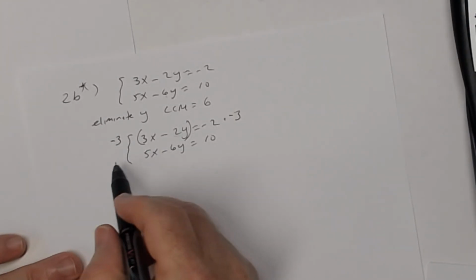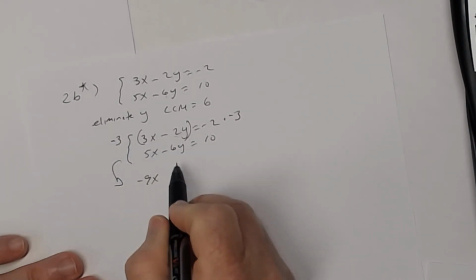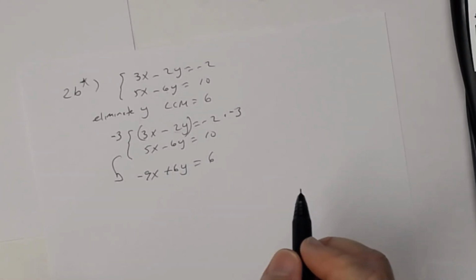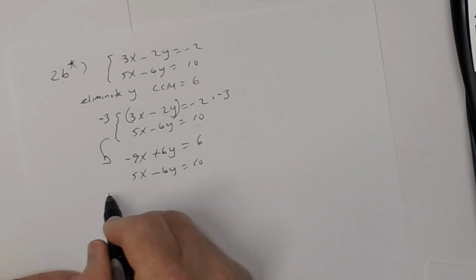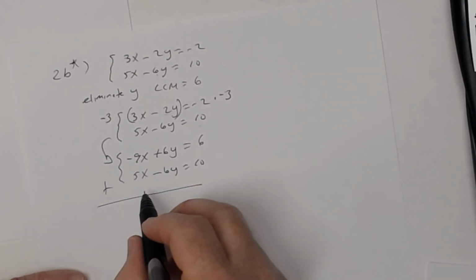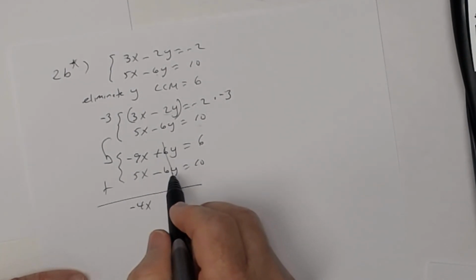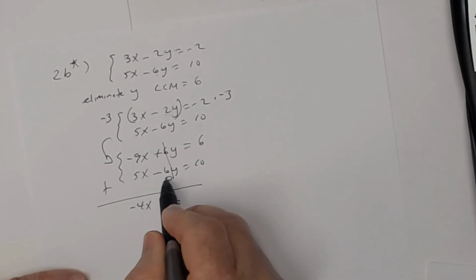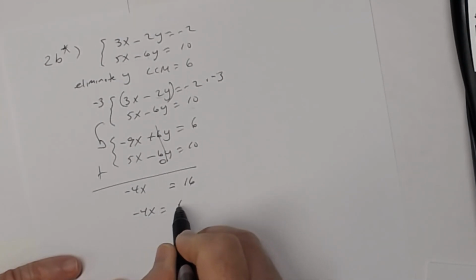All right, so let's go ahead and rewrite this. Negative 3 times 3x is negative 9x. Negative 3 times a negative 2y is a positive 6y equal, and negative 2 times a negative 3 is a positive 6. I didn't do anything to the second equation, so I'm just going to go ahead and rewrite it over. And now I'm going to add those. When I add those, negative 9x and 5x is a negative 4x. These are eliminated because that's what I want. I wanted to eliminate the y, so those had to be opposites. And then that's going to equal 6. See, that's 0 here, right? And that's going to equal 16. 6 plus 10 is 16. So I get negative 4x equal 16.